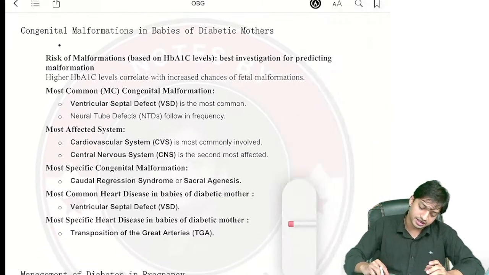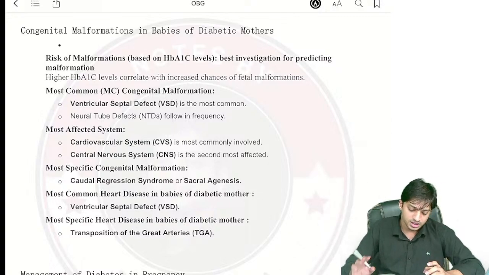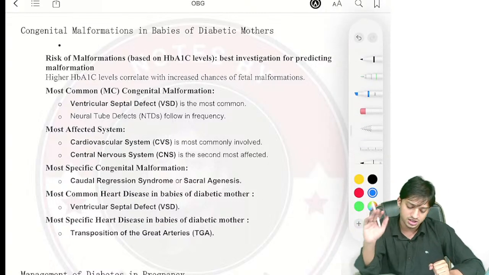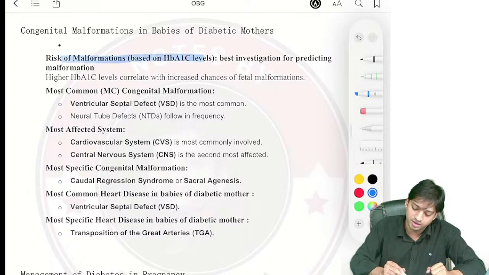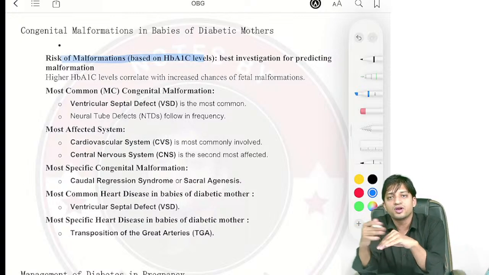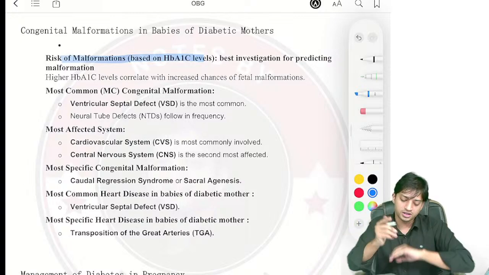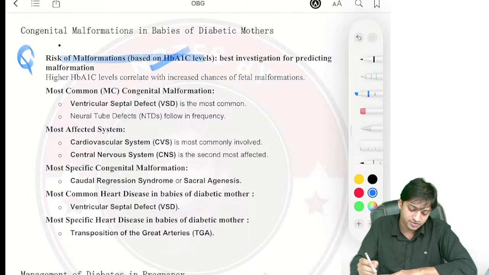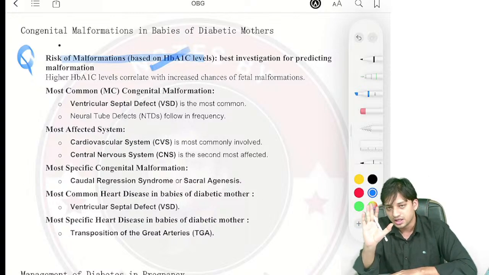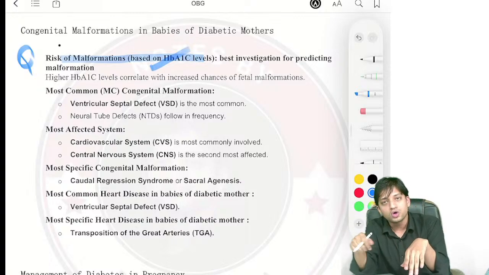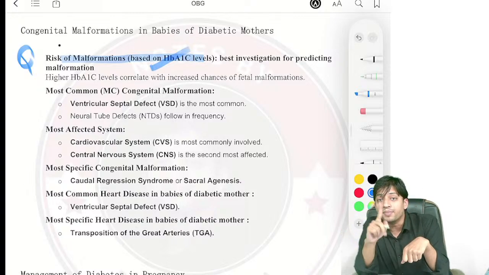Now coming to the congenital malformations. What are the congenital malformations in babies of diabetic mothers? We have already discussed. So how will you look out and screen for the malformation risk? Just have a look at the HbA1c level. Risk factor. How will you rule out whether this pregnant female is at risk of developing congenital malformation or not? Look for the levels of HbA1c. It is the best investigation for predicting malformation. TIFA scan, you know, is the USG done at 18 to 20 weeks, where you can look for the congenital anomaly. Very good. But if they ask you for the best, it is HbA1c.